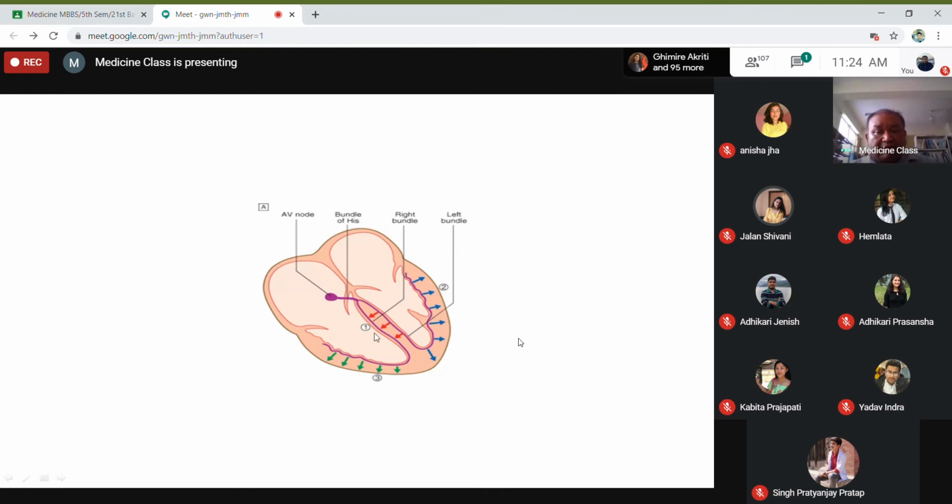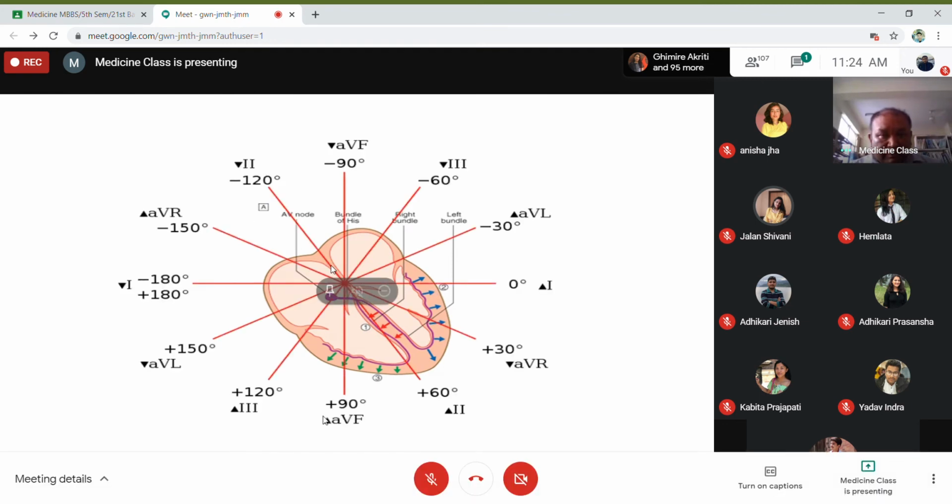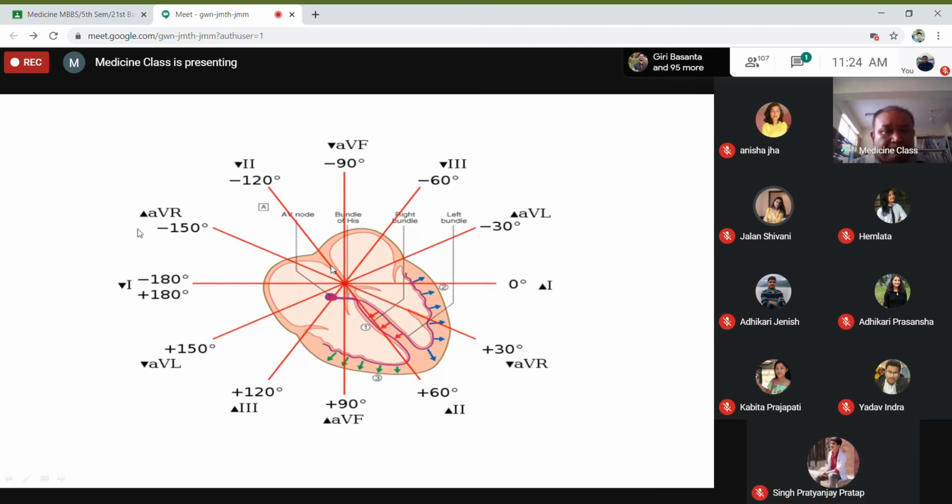Now if you look at this electrical activity from the SA node to the AV node with the help of AVR, then what will be the deflection? If you remember my third or fourth slide, what I told was, if the electrode is looking at the depolarization which is going away from it, then what will it capture? It will capture the negative deflection.